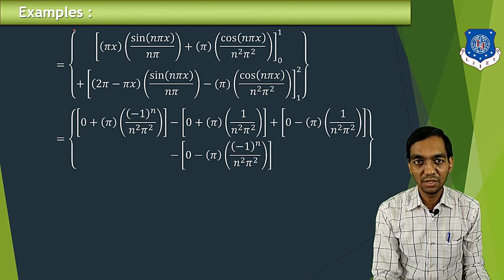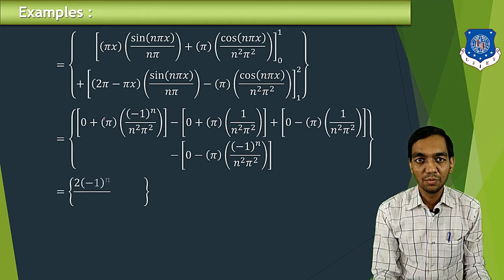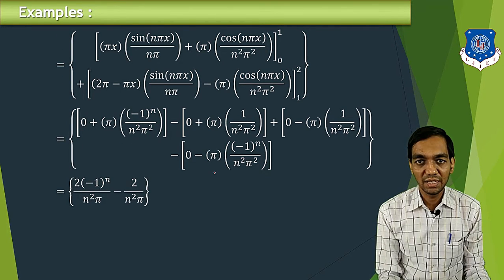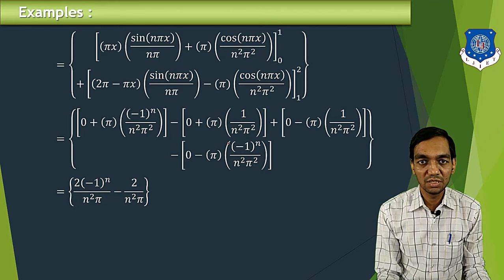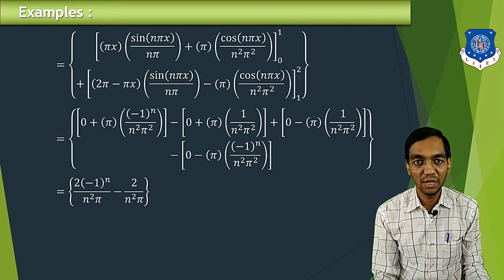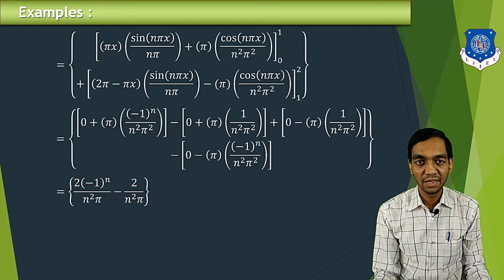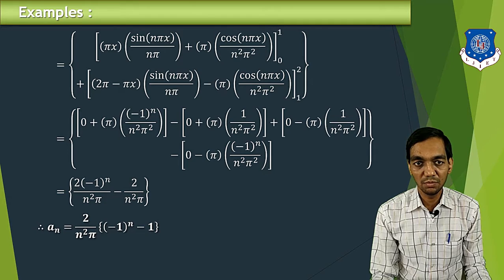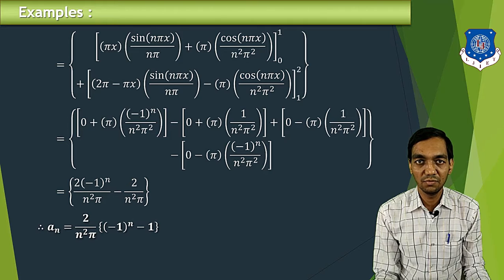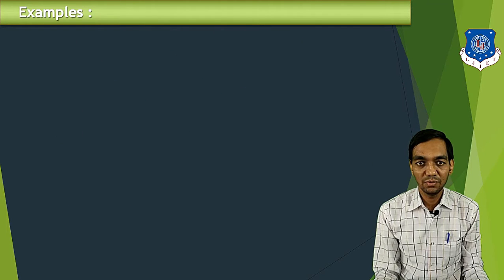Simplify this term. Pi cancels out, and here also pi cancels out, minus minus will be plus. So you will have 2 times minus 1 raised to n upon n square pi, minus these terms, which are minus pi into 1 upon n square pi square minus pi upon n square pi square. Pi will be cancelled out. So you will have minus 2 upon n square pi. Taking 2 upon n square pi common, that will give you the term an is equal to 2 upon n square pi into the bracket minus 1 raised to n minus 1. Okay, so this is the value of an.